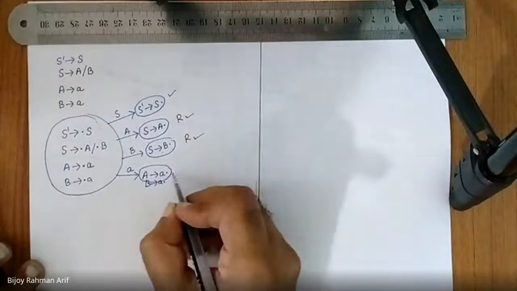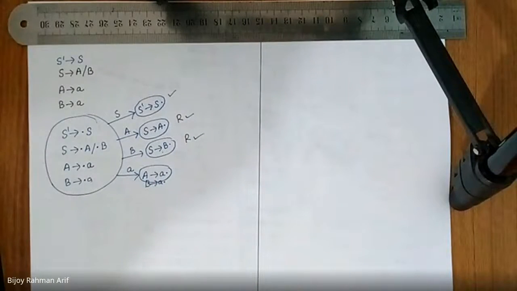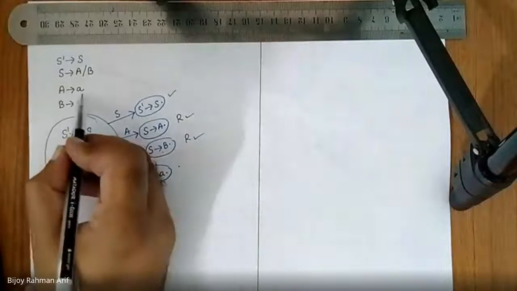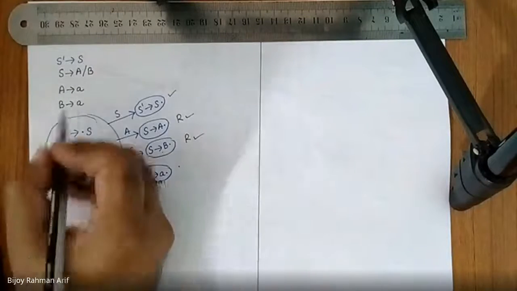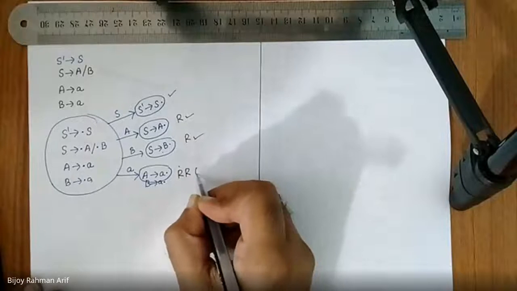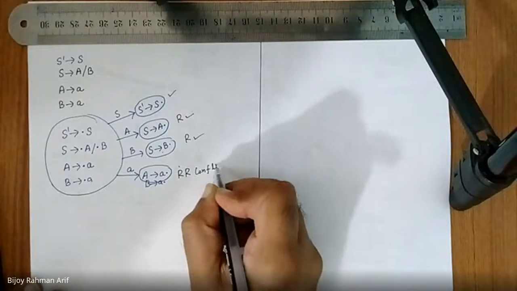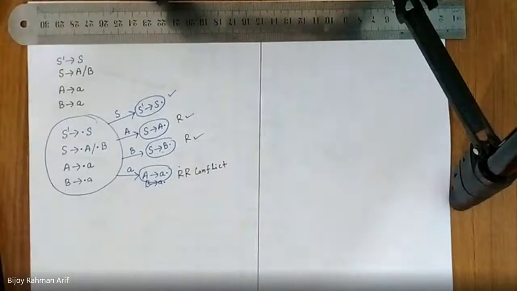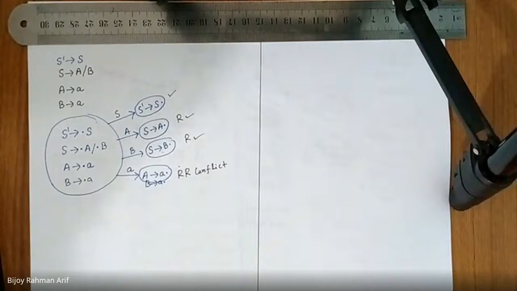How about this? How many reduces are there? Two of them. Why? A derives a dot. This is one, and B derives a dot. Done. So that is the RR conflict. Do you agree with me or not? So there is an RR conflict. So it is a good example of RR conflict.